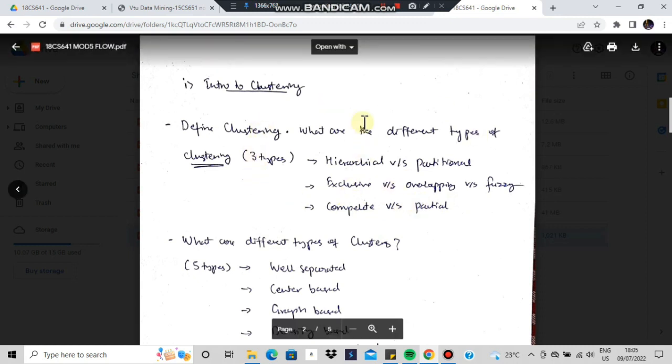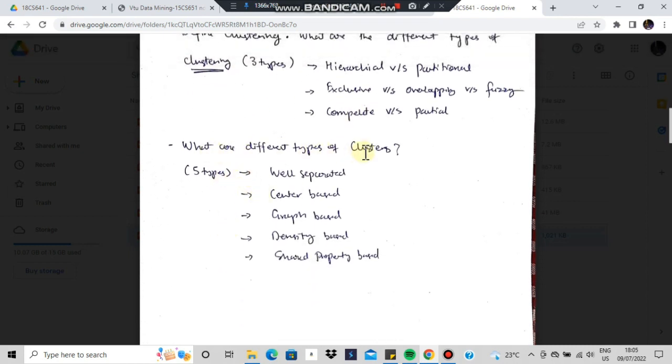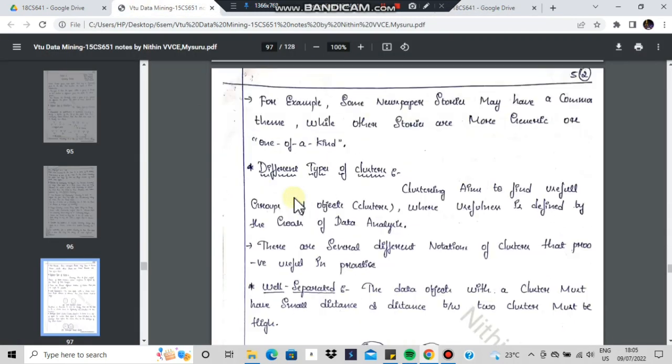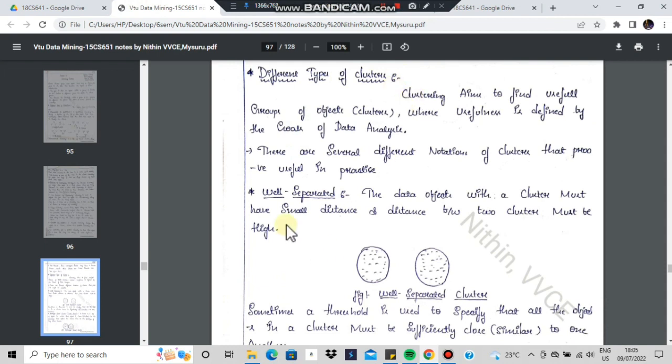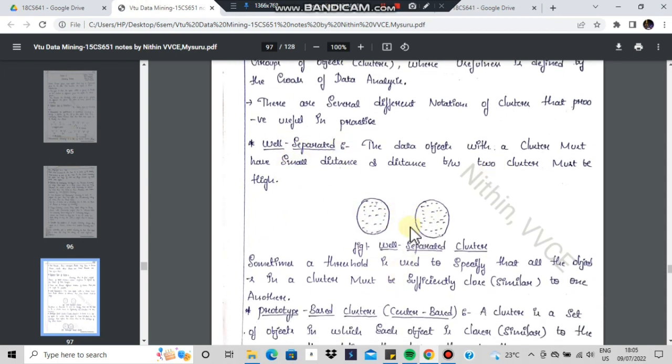That's what is there in the first part of the first chapter, which is introduction to clustering. Here we have discussed this. Let's move on to the next one, which is what the different types of clusters are. So there are 5 types of clusters. Let's have a look at those. Well separated cluster means the distance between the two clusters must be high. That is a well separated cluster.